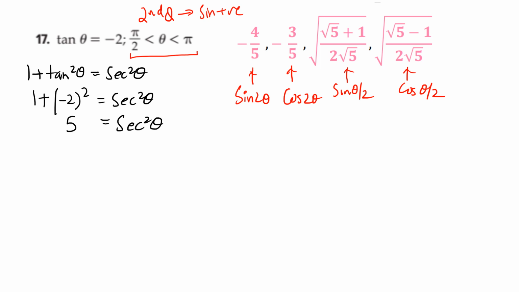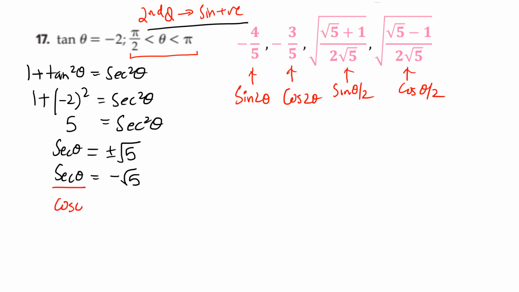I need secant, so I will do the square root and get two values, plus and minus, definitely, because in second quadrant secant is negative. I will be choosing the negative value. So from secant I get my cos reciprocal. So cos is 1 over secant. So this will be 1 over minus square root 5. So I've got my cos, this value.